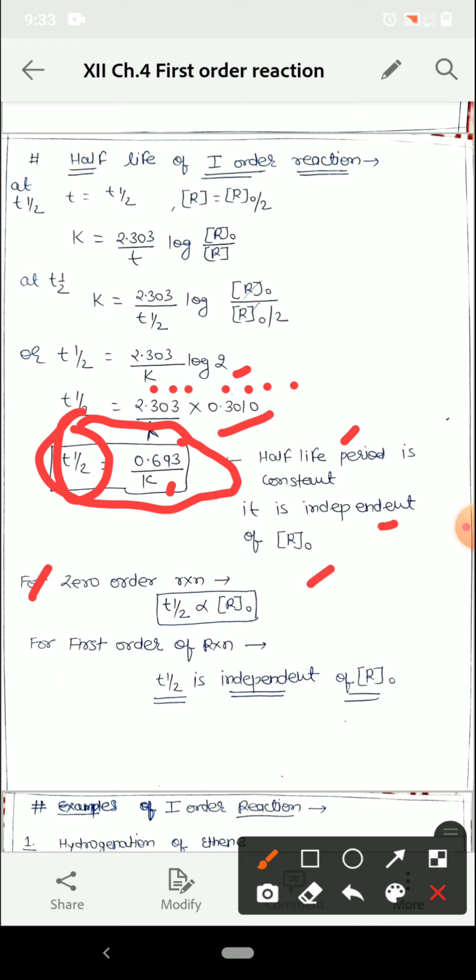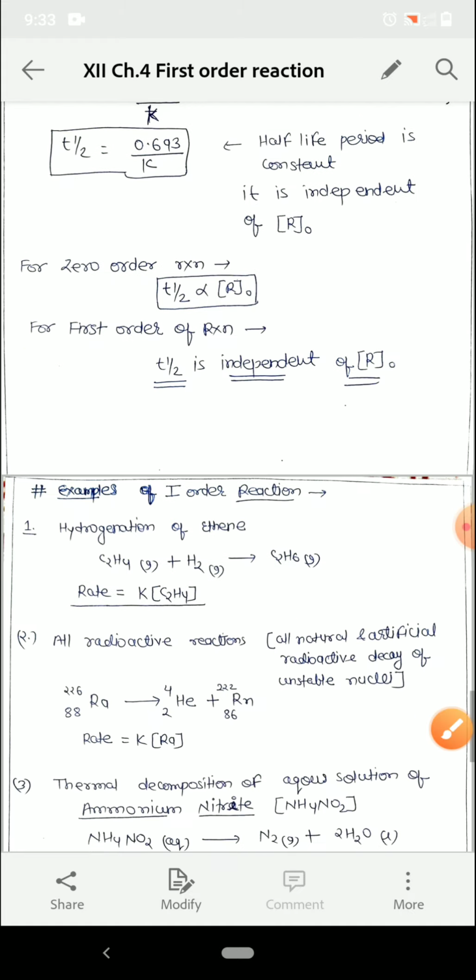It is independent of R naught. Clear? But for the zero order reaction, T half is directly proportional to R naught. Okay, you have to remember this difference. So for the first order reaction, T half is independent of R naught, it does not depend on R naught.